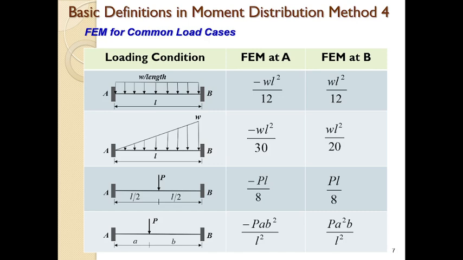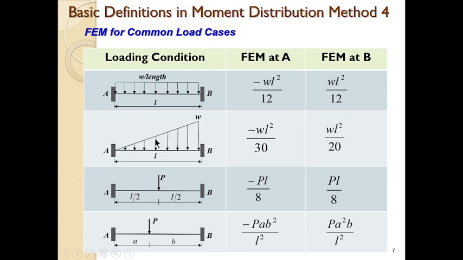So now these are the fixed end moments of some common load cases. This is a case of a uniformly distributed load of magnitude w per length. The fixed end moment at the left support A will be minus wL squared over 12, while for the right support it will be wL squared over 12.